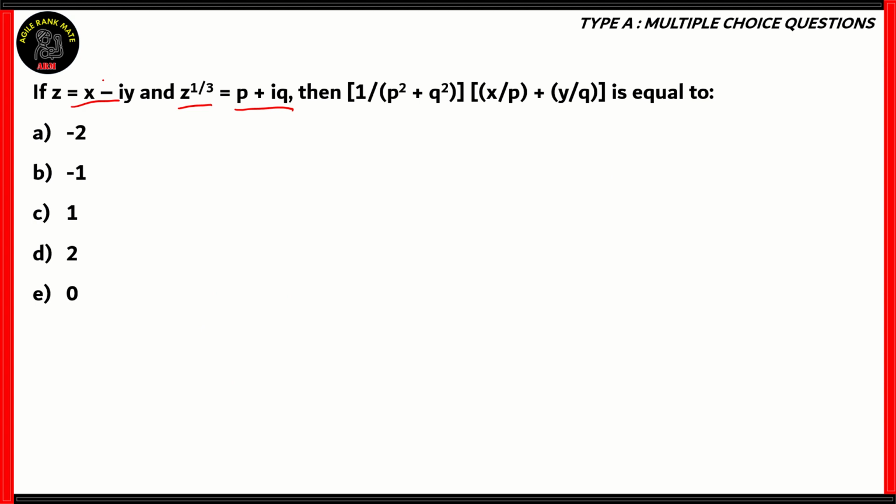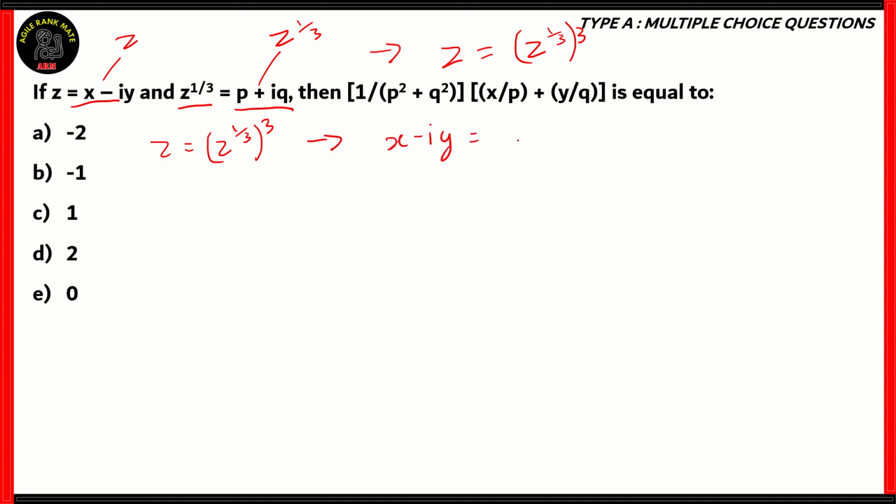Now we know that this is the value of z, and p plus iq is the value of z raised to 1 by 3. So from here you can easily gain the relation that the value of z is the same as the cube of z raised to 1 by 3. So z equals z raised to 1 by 3 the whole cube. Therefore, from there you can get x minus iy as (p plus iq) the whole cubed.